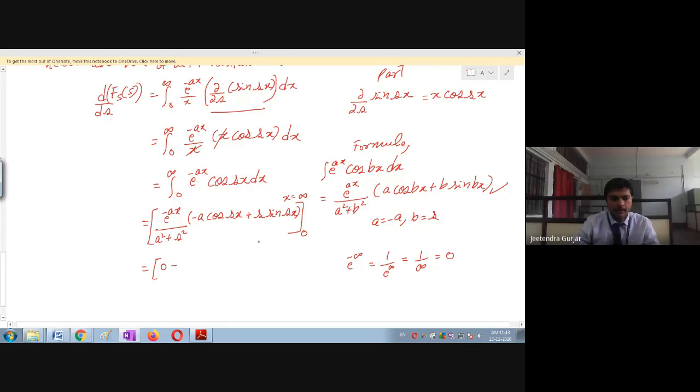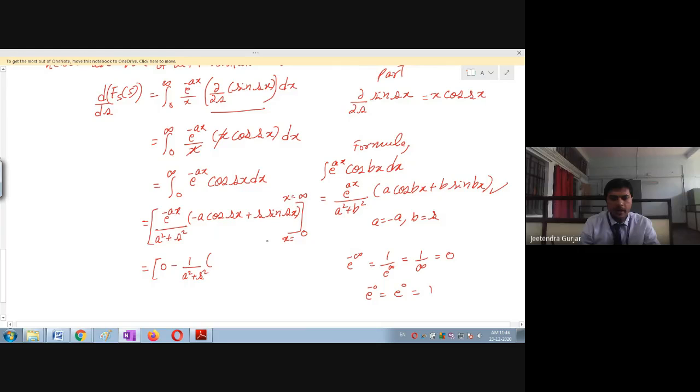Now again you can see here, students, I will substitute the value, that is e raised to 0. Now this will become minus 0, so e raised to 0 is nothing but 1. So I'm going to substitute x is equal to 0 here. Sorry, e raised to 0 will become 1, plus s square as it is.